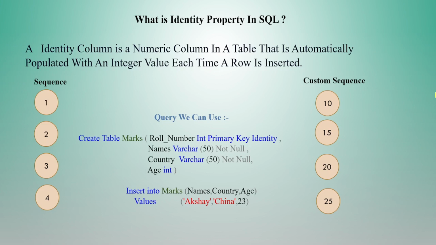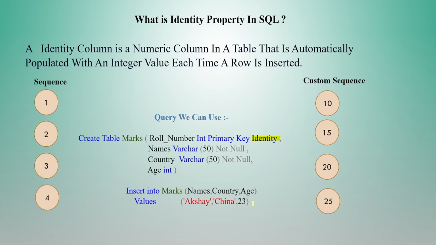But along with primary key, I have used one more property which is identity. That means we don't need to write any sequential number or roll number. The moment I insert any value into the marks table, the sequential number will automatically populate. You can clearly see this under this insert into query. Here I have not taken any roll number. I have just mentioned name, country and age. And now let's apply the same query in SSMS.